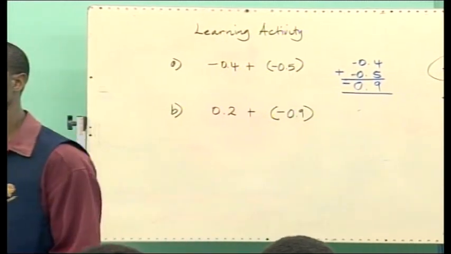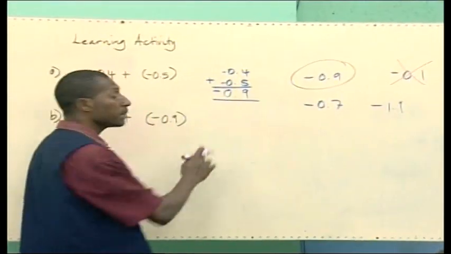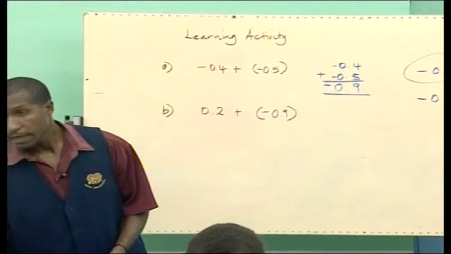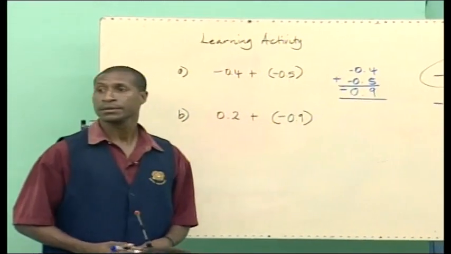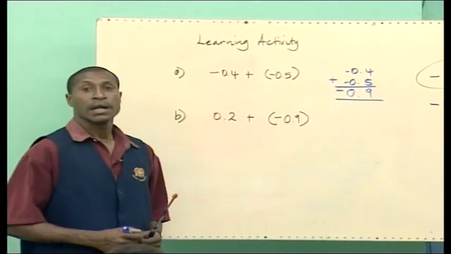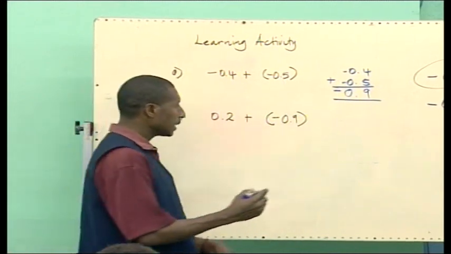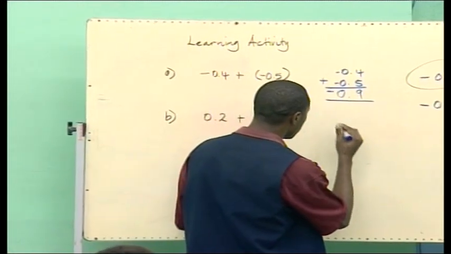Donald? Let's listen to Donald, class. Subtract the smaller number from the larger number. Okay, subtract the smaller number from the larger number. What is the larger number here? 0.9 is the larger number.